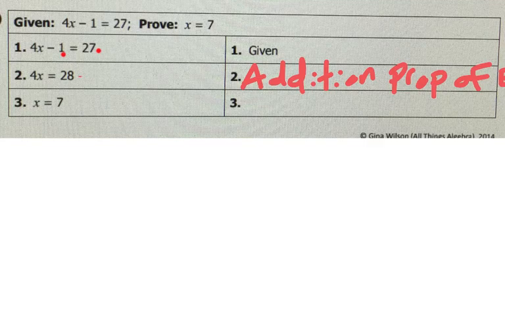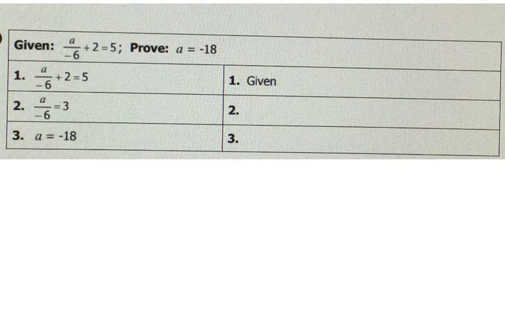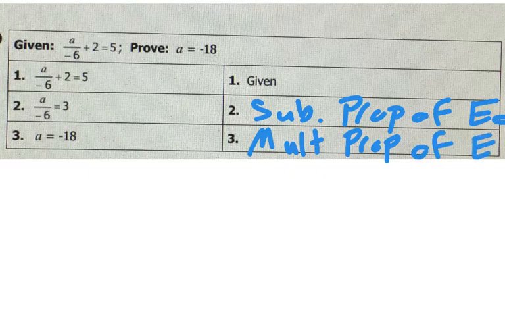Then how did we get from statement 2 to statement 3? They divided. So this is going to be the division property of equality. For our reason 2, subtraction property of equality. Oh, sorry. That would be correct. Multiplication property of equality. That is also correct.